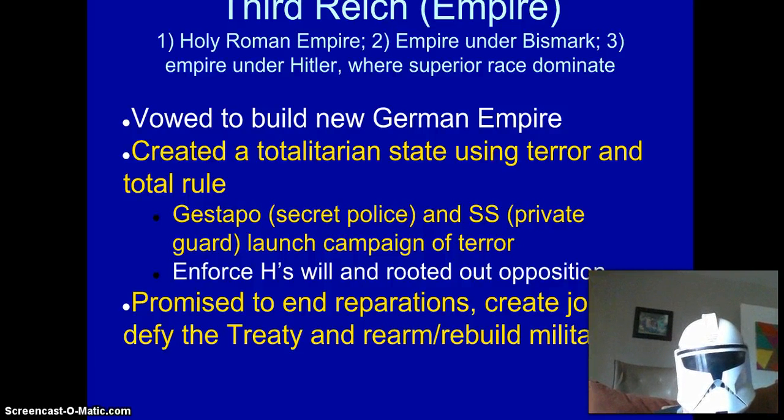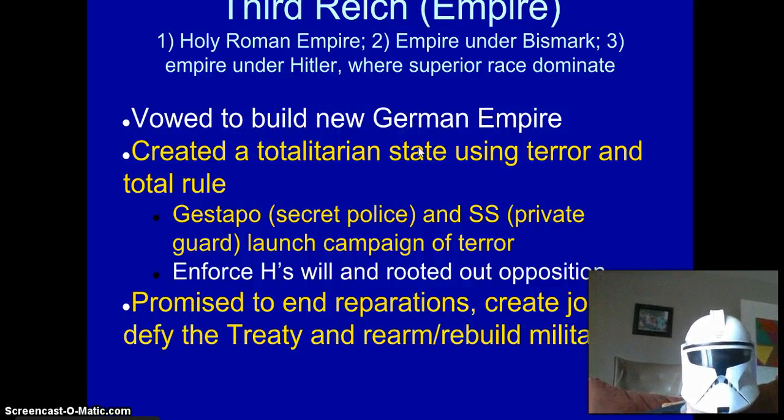He calls himself the Third Reich. This is an empire. The first two, what you're going to see, the Holy Roman Empire is the First Reich. The empire under Bismarck was the Second Reich, and the empire under Hitler is what he calls the Third Reich. And this is where they get their name, because he's sort of going with the Roman Empire. They're using the old history to build upon where they're going.